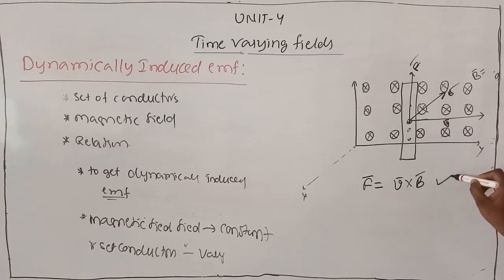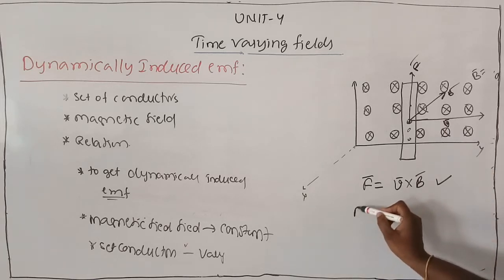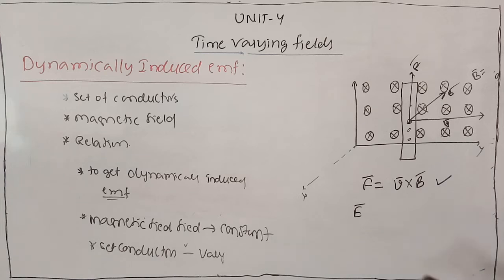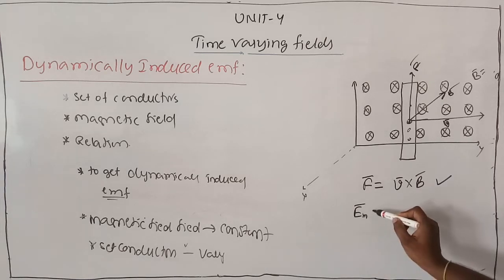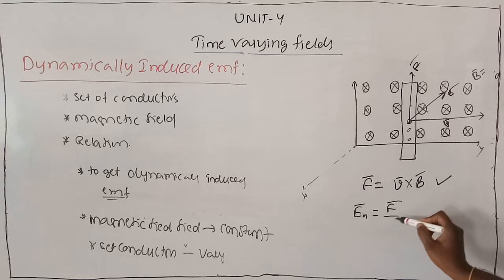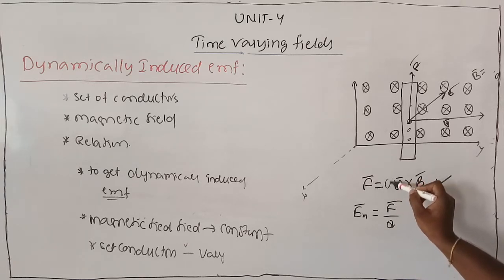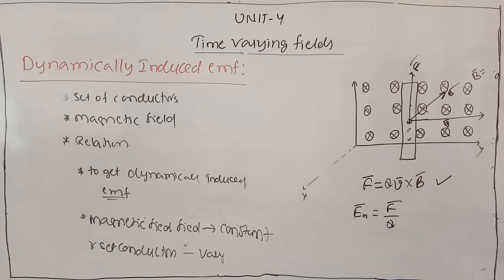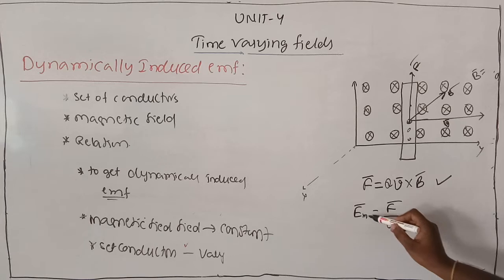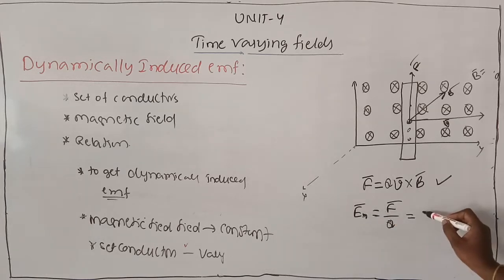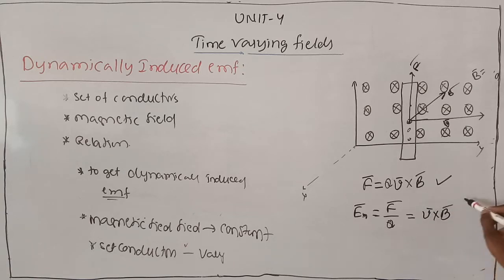From this force expression we can write the expression for electric field intensity. This electric field intensity is called the motional electric field intensity and it is the ratio of F bar by Q. The force expression is F bar equals Q times V bar cross B bar, and the motional electric field intensity E_m bar is equal to F bar by Q, which equals V bar cross B bar.